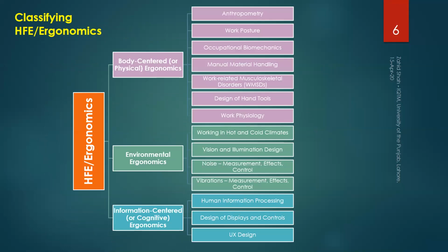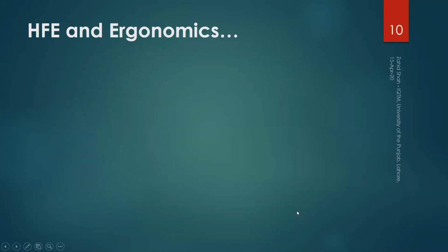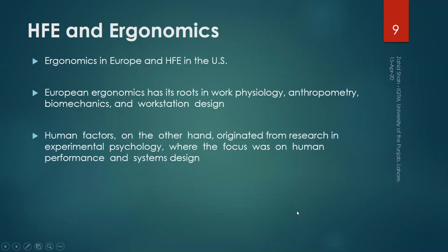And this is something we have already seen, that we have 3 modules: body-centered ergonomics, environmental ergonomics, and cognitive ergonomics. But before starting module 1, we will discuss some very basics that we are just going to start today. And then we will move to first physical ergonomics, that is most detailed. And then we will move to environmental and finally to cognitive ergonomics. That is the flow of the course.